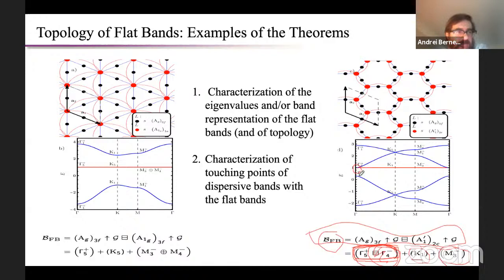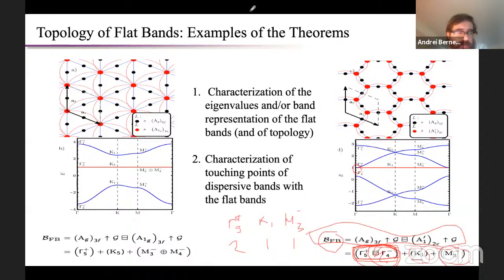you can write the flat band as gamma 5 plus, okay, K1, representations M3 minus. Okay. And in this case, this is one dimensional, this is one dimensional, this is two dimensional. So you know that the flat band has a degeneracy point with a dispersive band. Okay. And that's the way you get all the degeneracy points that you want on the lattice.